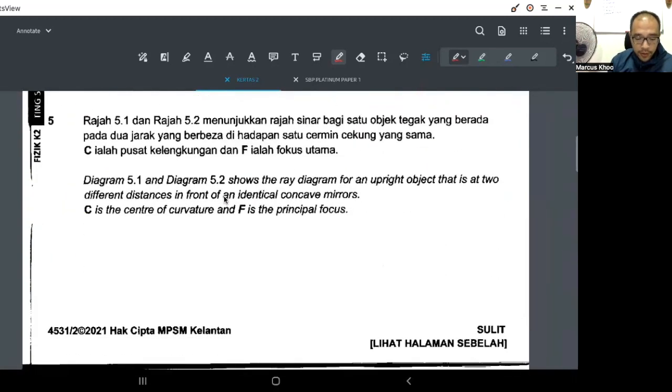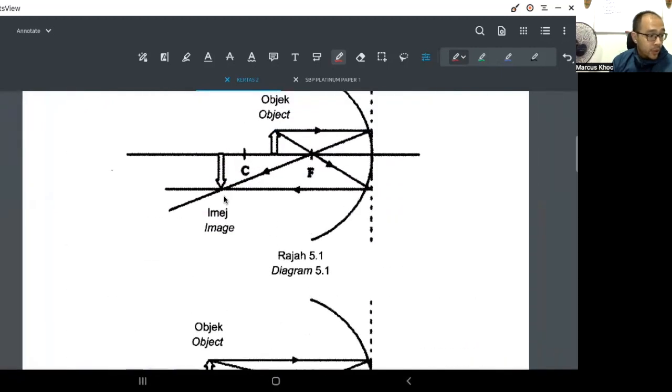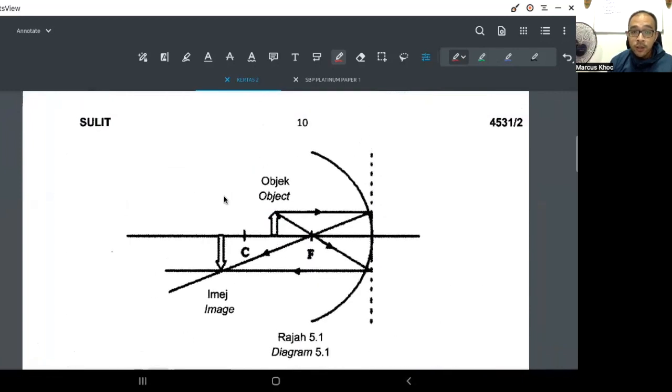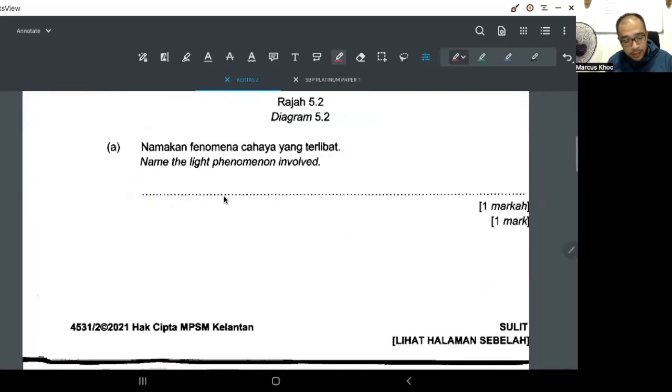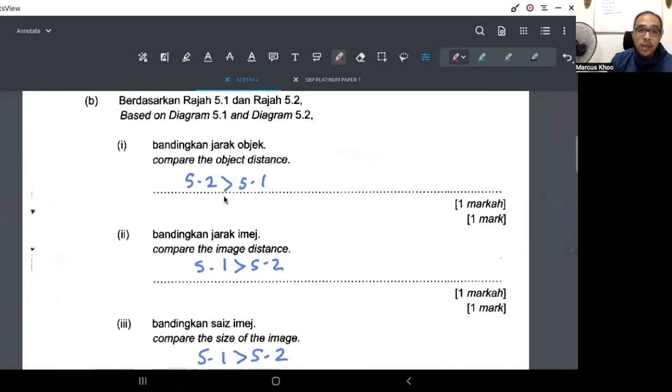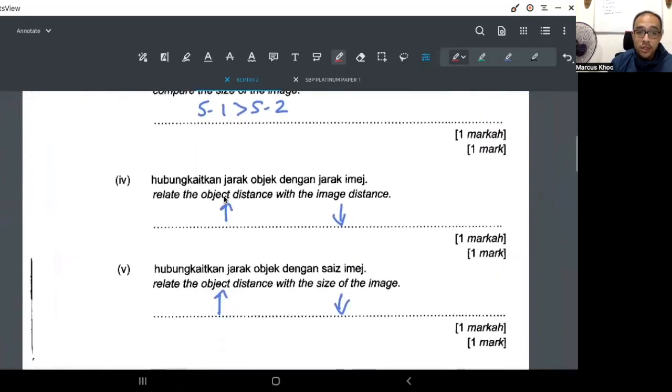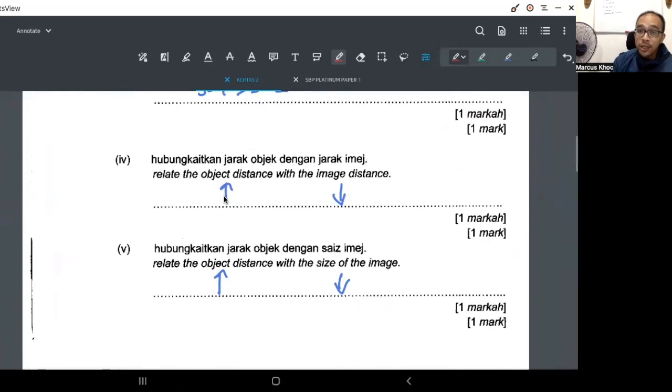Sorry. So 5.1, 5.2 show the ray diagram for an upright object at two different distances. Okay, so everything is over here. You can check it out. So name the light phenomenon involved. This is a mirror. So a mirror will obviously be reflection. Okay, the answer for the rest is here. I guess you can compare and do the relation yourself. Okay, the bigger the object distance, the smaller the image distance. The bigger the object distance, the smaller the size of the image, in that order. Don't get the order wrong. The object distance determines everything.